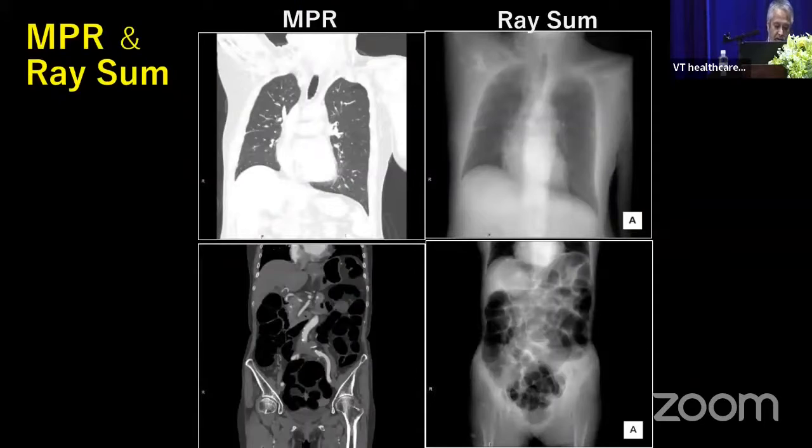Shown are MPR and RaySum images. When RaySum is processed by using the average value in the projection part as the signal value on that ray, it becomes an image like a simple X-ray image. Since MPR displays a certain cross-section in 2D, the display contents are different even if they are in the same direction.